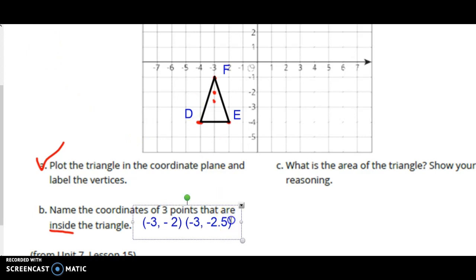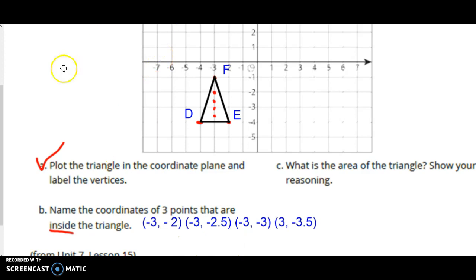Pause the video. All right, let's go ahead and go over a couple of possibilities. Again, staying on the -3 line, you could have done (-3, -3). You could have done (-3, -3.5). And those 2 points would be here and here, respectively. All right, so let's go to C.